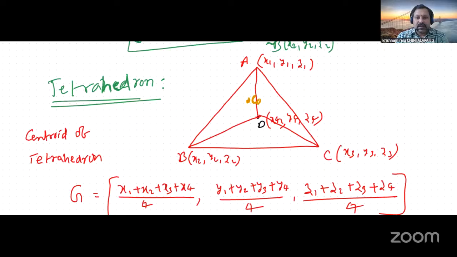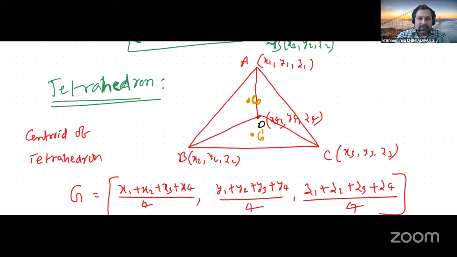BDC is the opposite face. Clear? So this is like a triangle. Now in this triangle, we can find the centroid. So the centroid is denoted by, let it be here, G dash. Clear? The opposite vertex A is here, their opposite face is BDC. So in this BDC, we can find the centroid G dash.